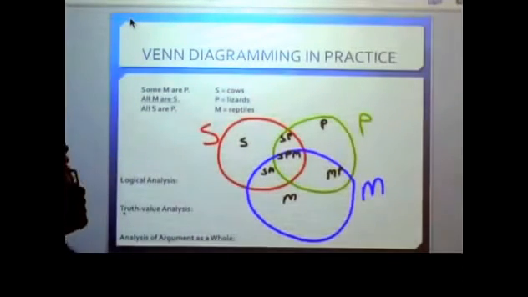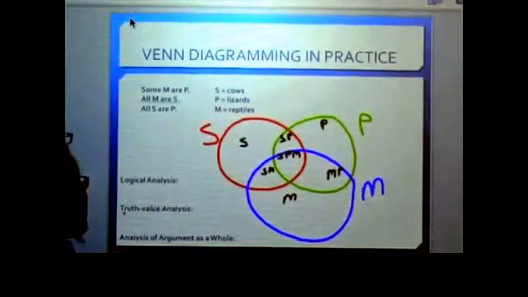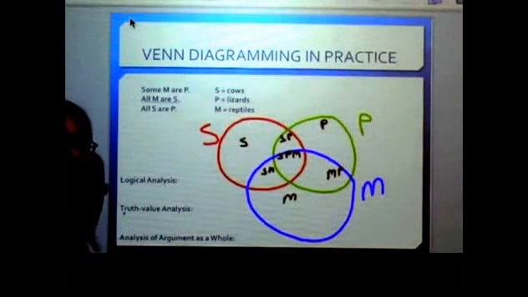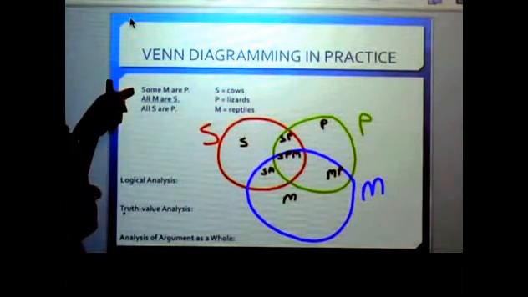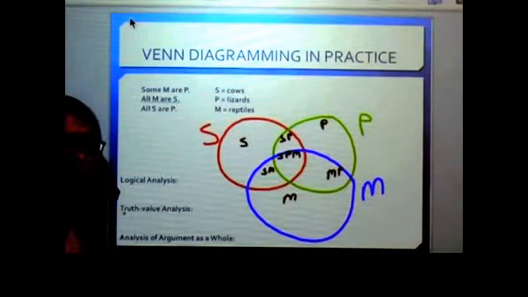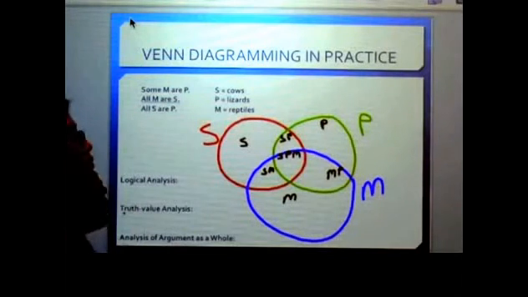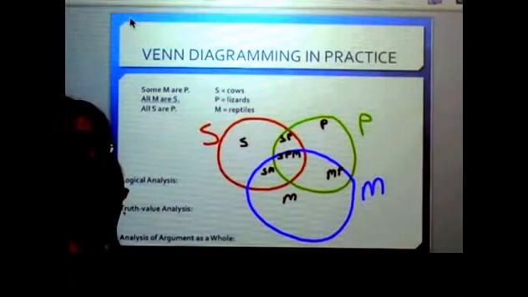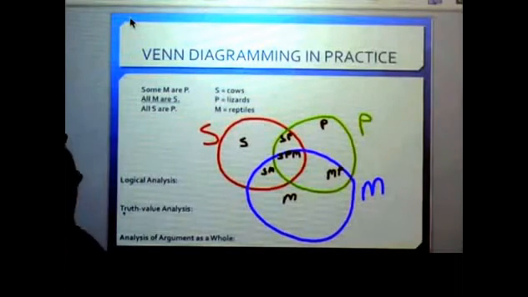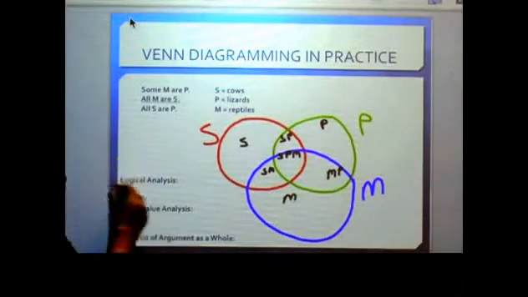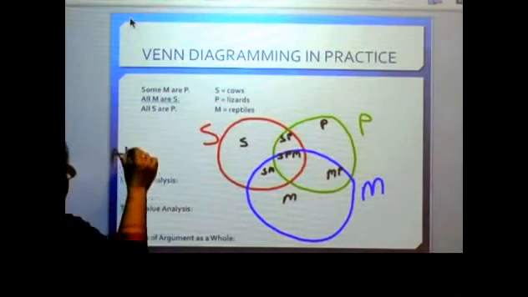Okay, now we're going to look at our premises, and notice how one of them is a universal statement and the other one is a particular. The major statement, some M are P, is a particular, and the minor is a universal, all M are S. So we're going to diagram the universal statement first. You always have to diagram the universal statement first. So the universal statement, which is the minor premise, is all M are S.